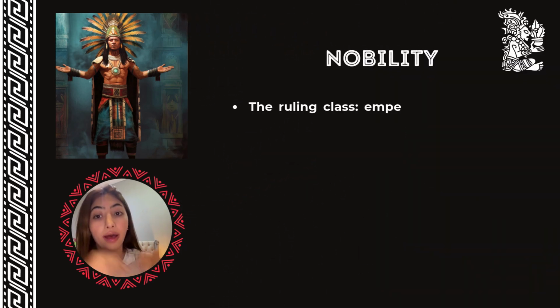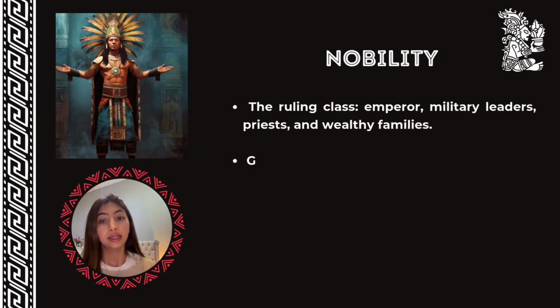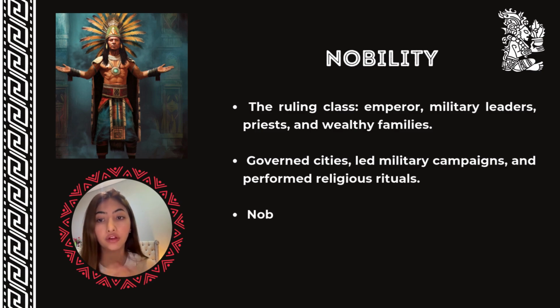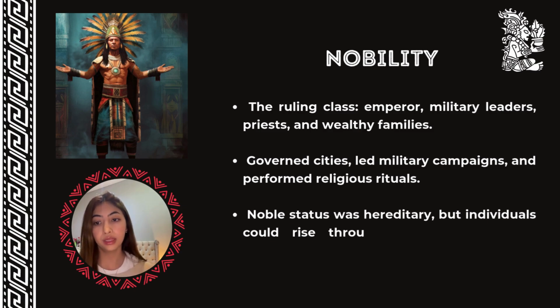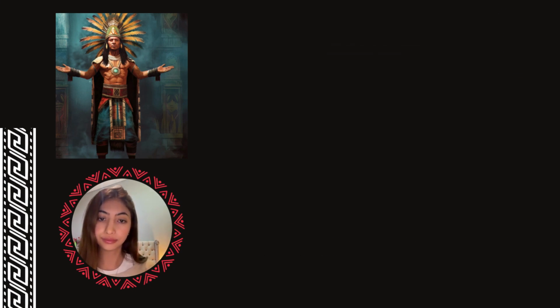Nobles were at the top of the hierarchical pyramid. They were, as they called them, pipiltin. They were the ruling class. This included the emperor, the military leaders, the priests, and the wealthy families. They had different roles. Nobles usually governed cities, led the military campaigns, and performed religious rituals. The noble's status was hereditary, but individuals could also rise through military or political achievements.